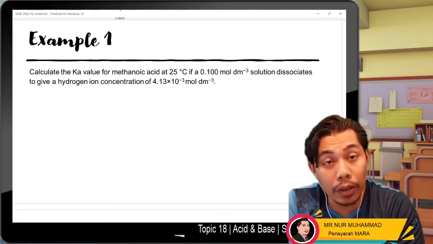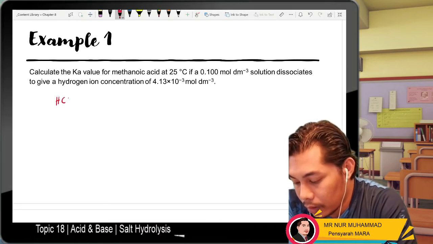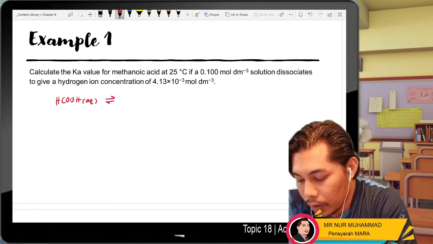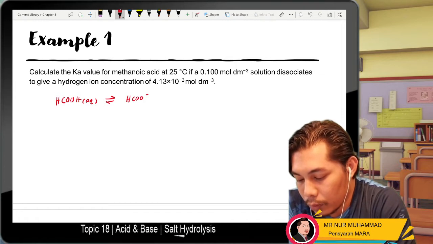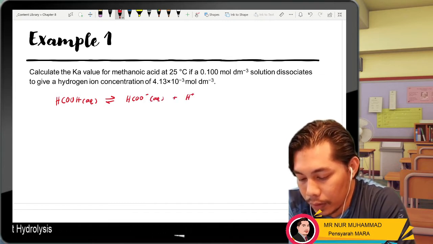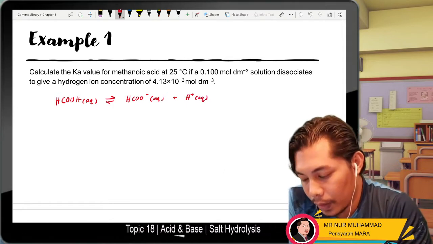Right, so we have to write the chemical equation for the acid. Methanoic acid, the formula is HCOOH. This is aqueous, and it dissociates into HCOO minus aqueous and H plus aqueous.